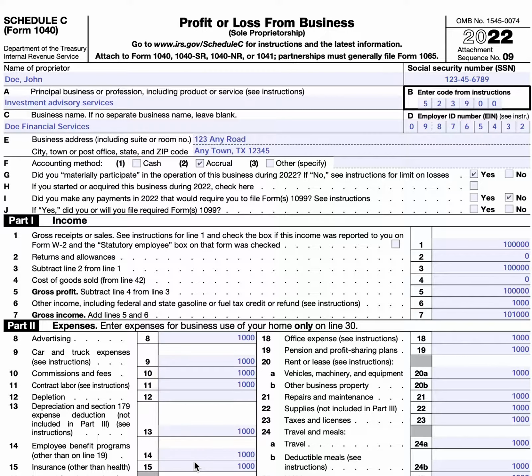a statutory employee, income and deductions from certain qualified joint ventures, and then certain amounts that are shown on a Form 1099, such as Form 1099 MISC, 1099 NEC, and Form 1099K. So these are different tax forms that you might see as part of kind of the gig economy.